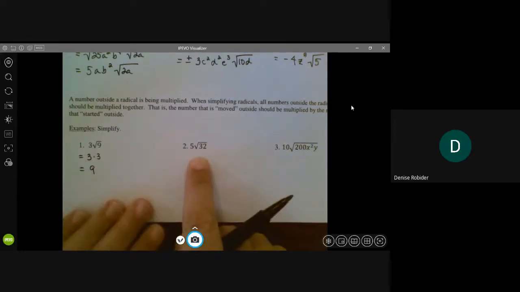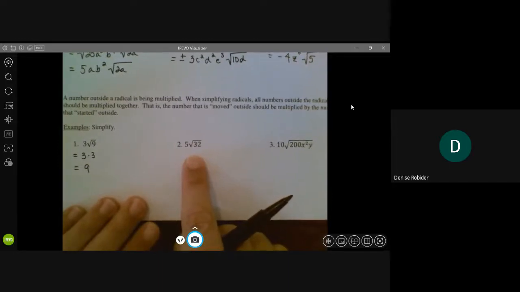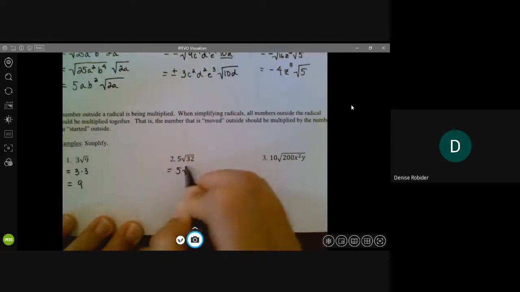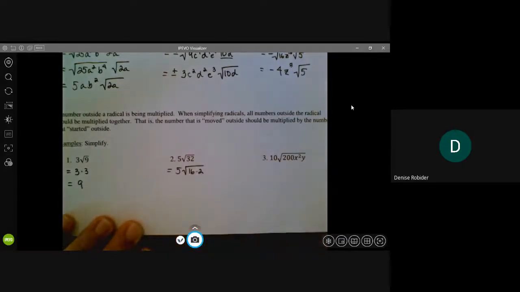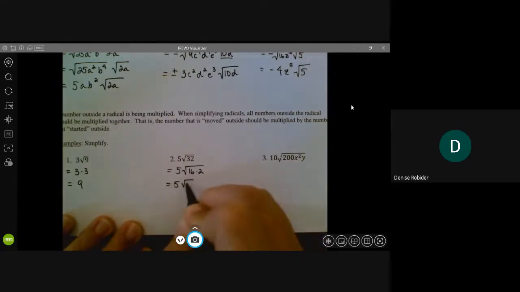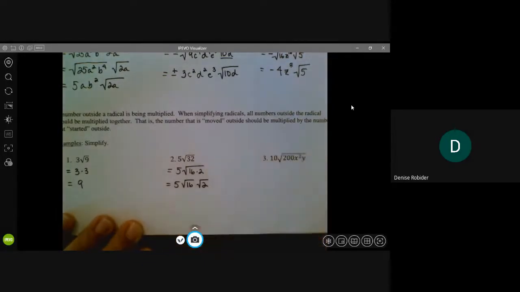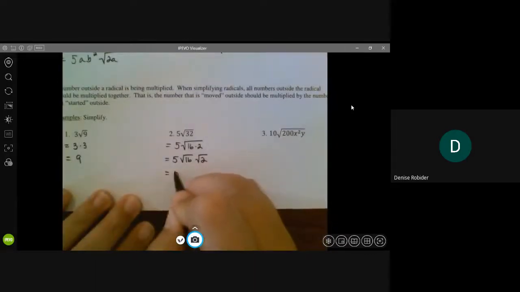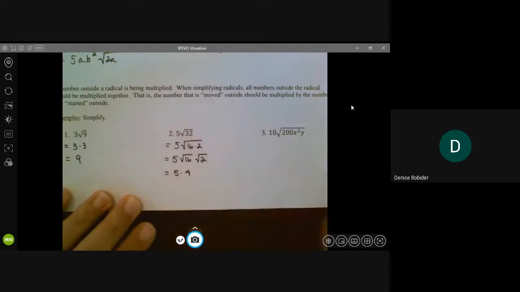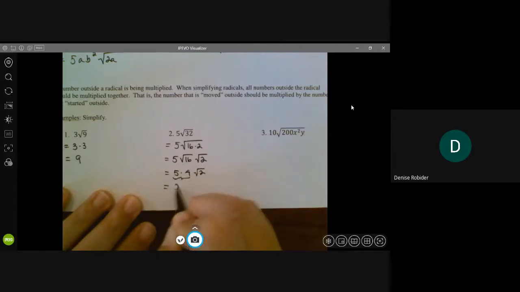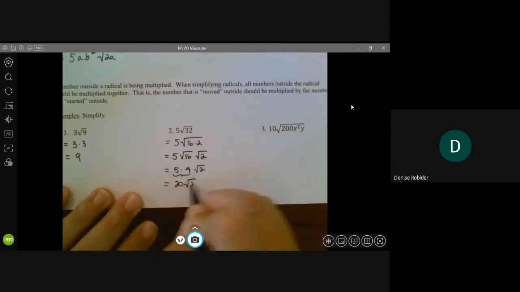Okay, here's another one. I'm going to take 5 times the square root of 32. 32 is 4 times 8, and I can write that. But remember, 8 can be simplified. So let's go bigger than 4. Let's go 16 times 2. So this is 5 times the square root of 16 times 2. So this is 5 times the square root of 16 times the square root of 2. I bring down the 5. I break down the square root of 16 as 4, and I just bring my radical over. And now I multiply. 5 times 4 is 20 square roots of 2.